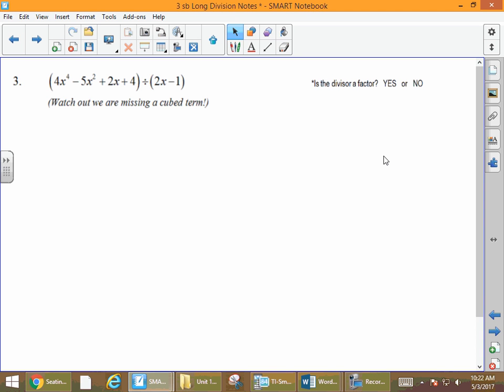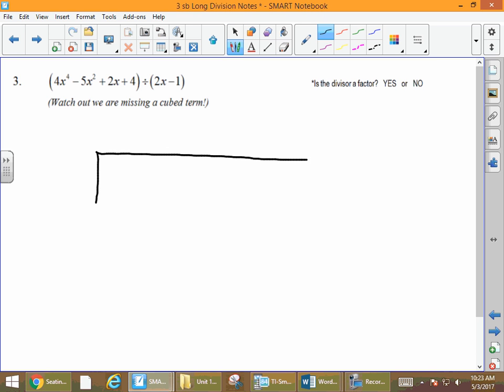So if we look at the next example, 4x to the fourth minus 5x squared plus 2x plus 4 divided by 2x minus 1. We need to watch out. We are missing a cubed term in this particular problem. So when we set this up, because we are missing the cubed term, we need to put in a value for our cubed term. So it's going to be 4x to the fourth.